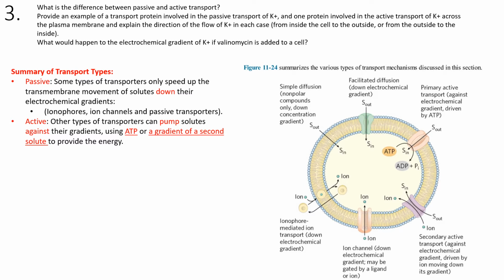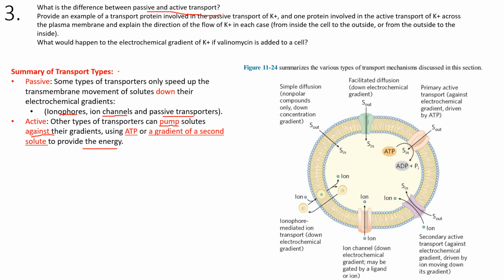Okay, for number 3, what is the difference between passive and active transport? So here I have a summary of transport types. Passive: some types of transporters only speed up the transmembrane movement of solutes down their electrochemical gradients. Some examples are ionophores, ion channels, and passive transporters. Active: other types of transporters can pump solutes against their concentration gradients using ATP or a gradient of a second solute to provide the energy.